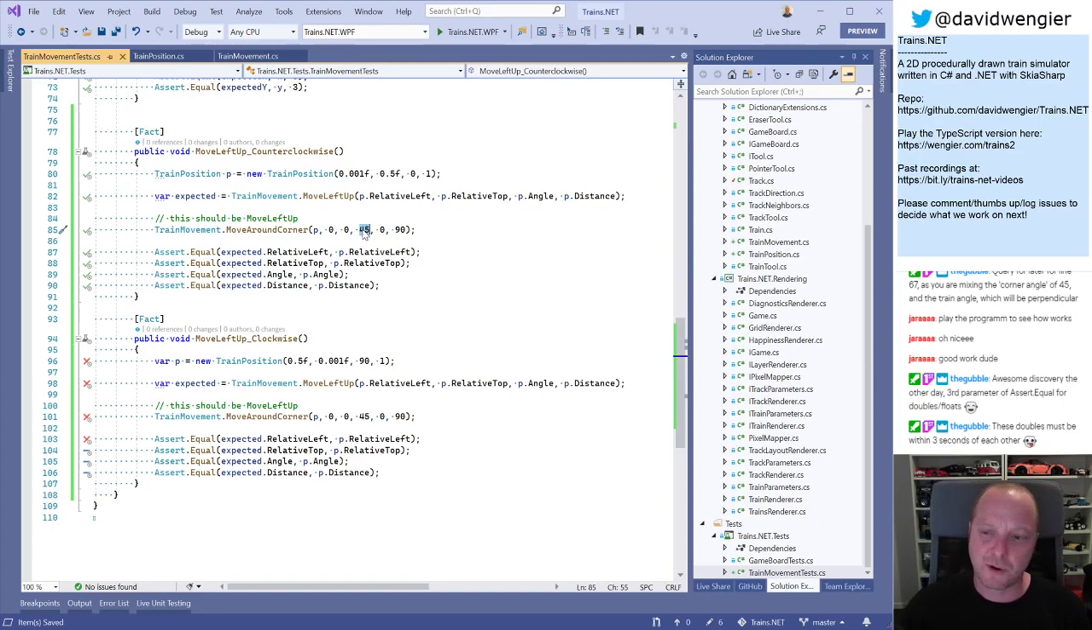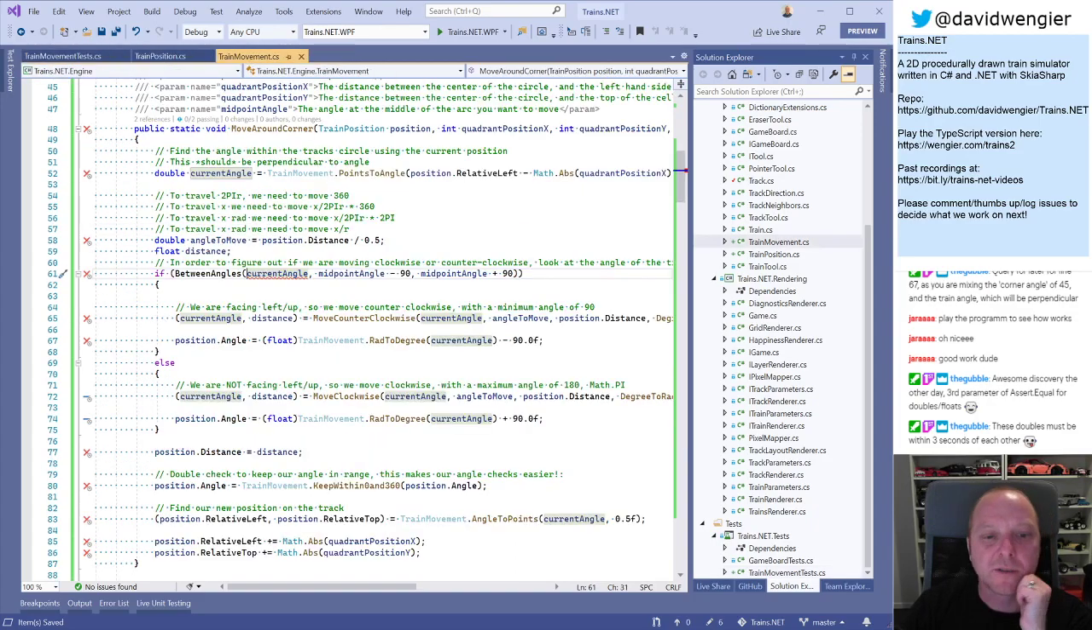A train on that track is going clockwise if its angle is 90 or below, and it's going counterclockwise if it's... No, sorry, it's 90 to 180. Right. Okay, so clearly I can deduce this from these, or vice versa.